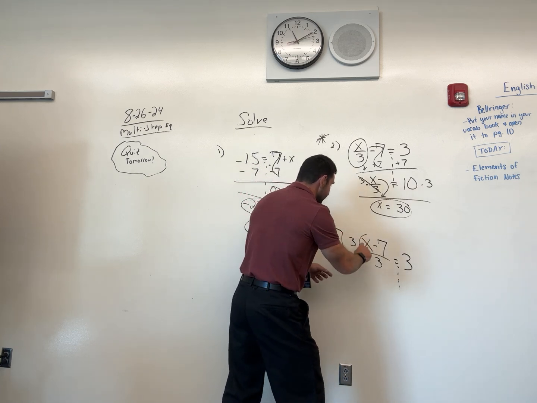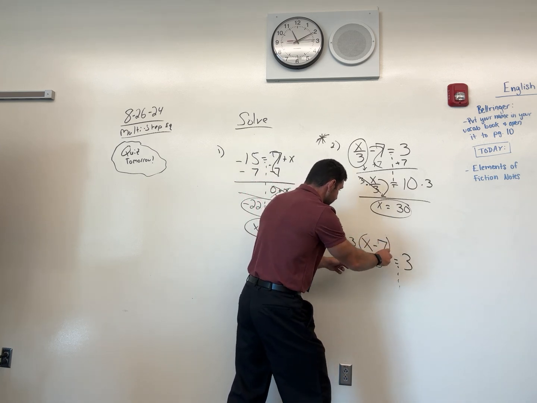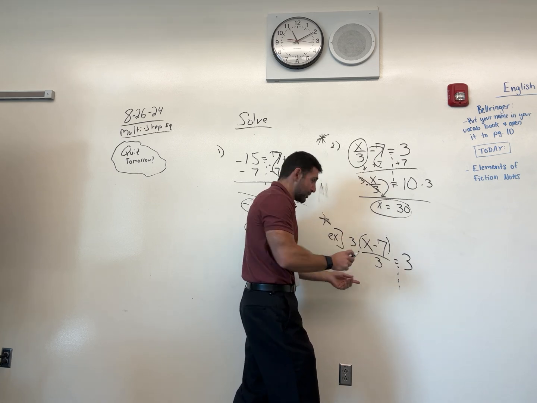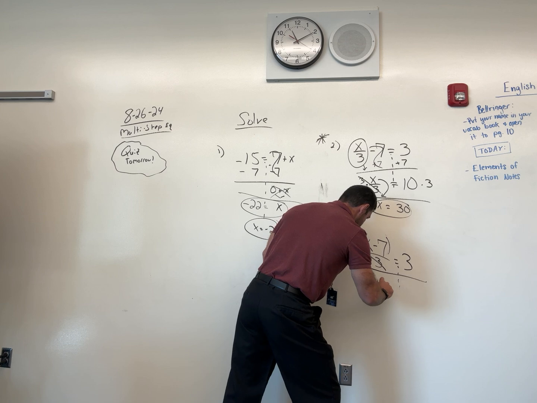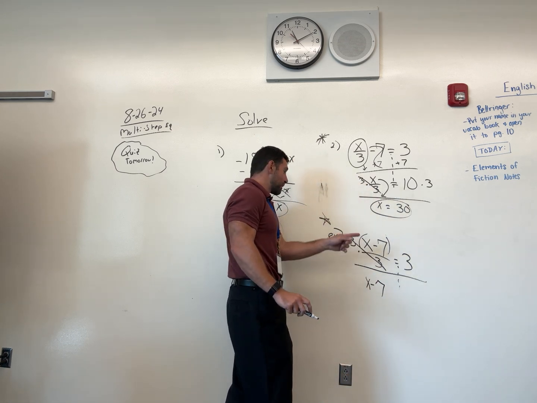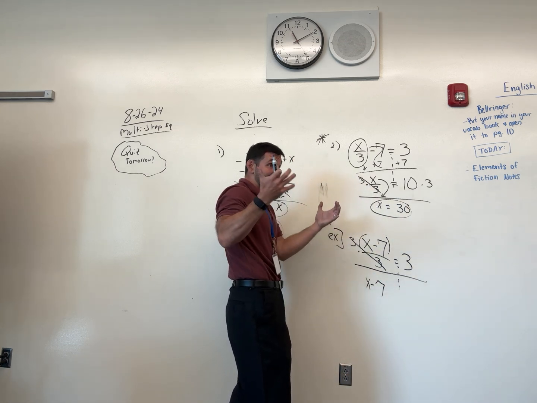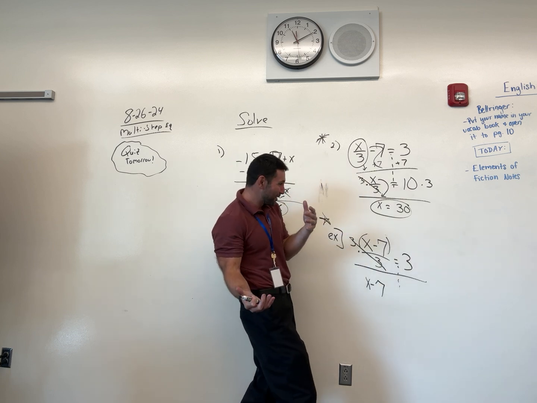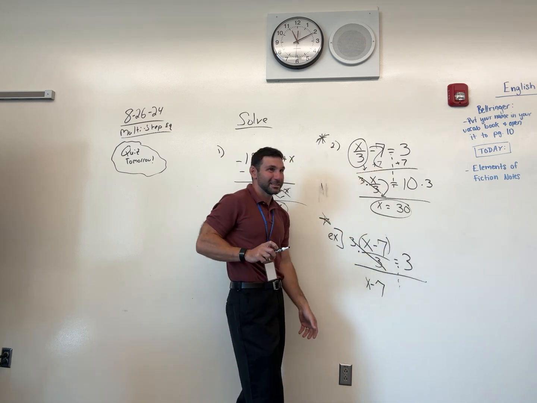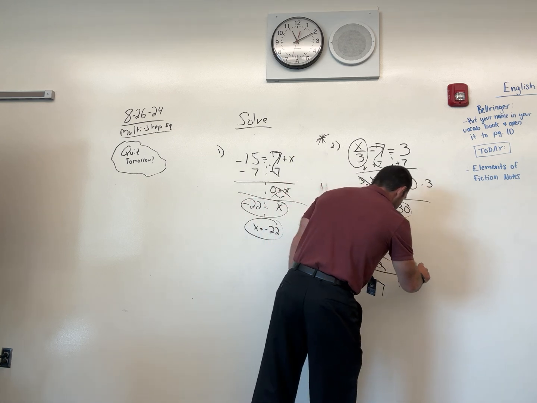So this is really 3 times all of this divided by 3, but 3 divided by 3 is 1. 1 times x minus 7 is x minus 7. But if I do it to this side, I've changed it. I just multiplied this whole side by 3. What do I have to multiply this whole side by? 3. Equals 9.